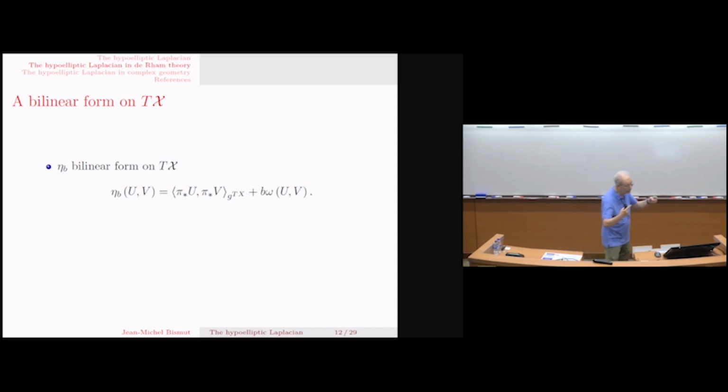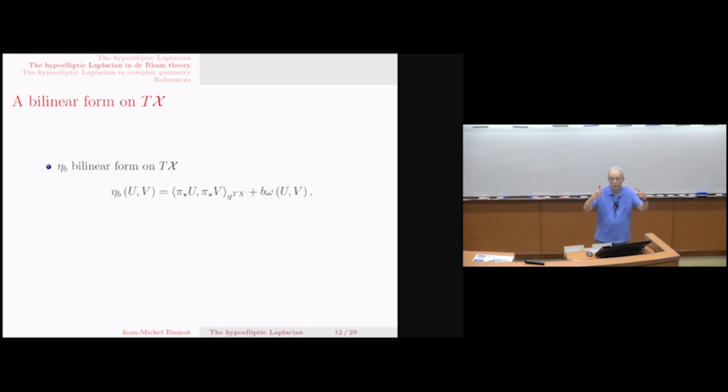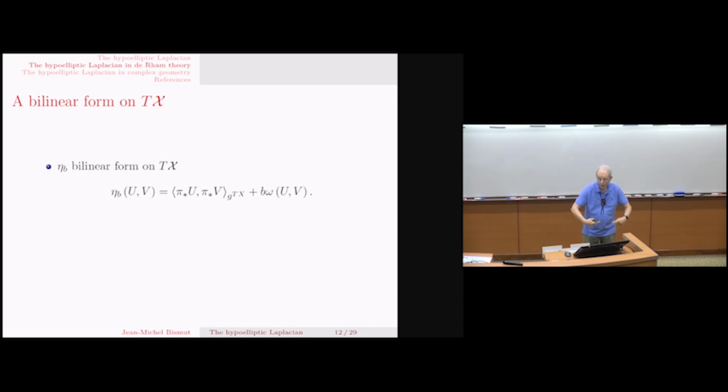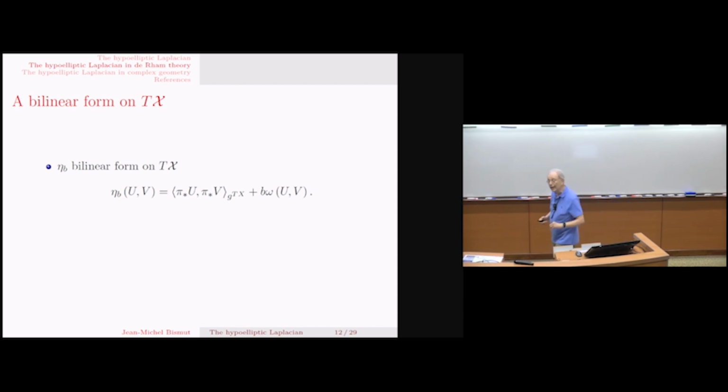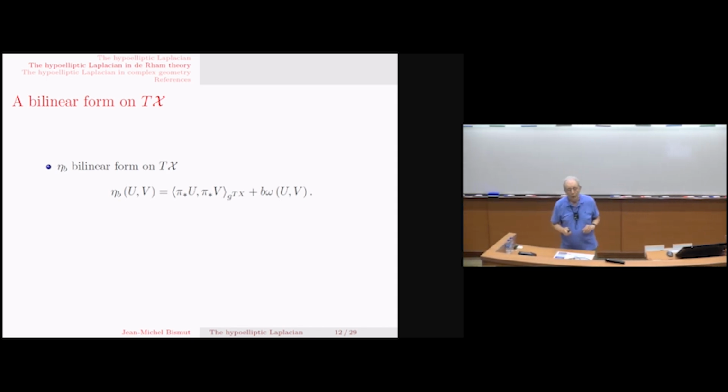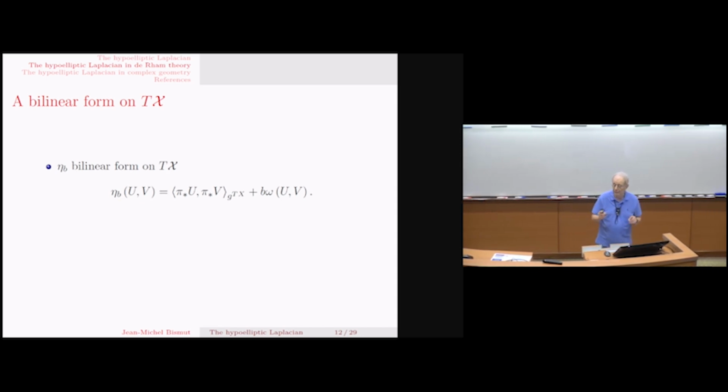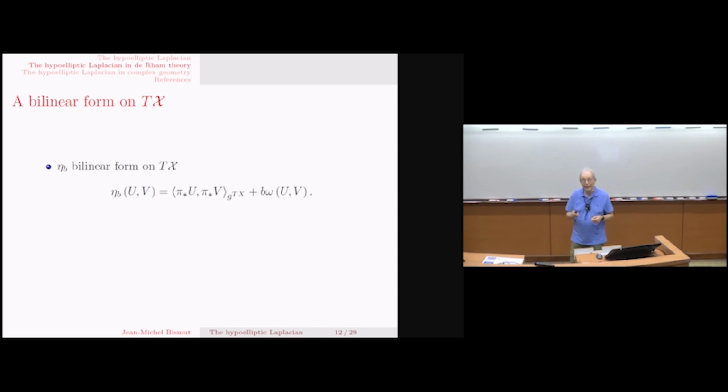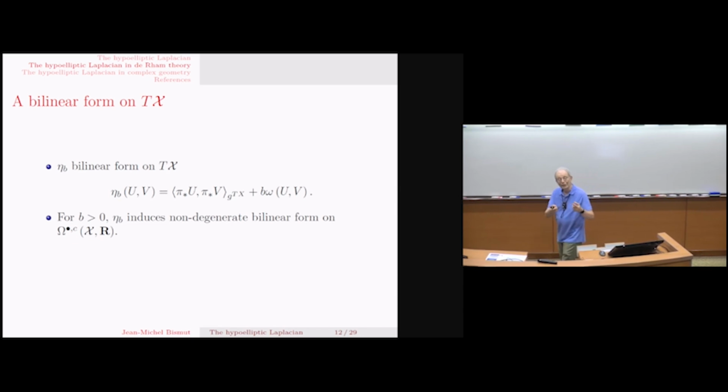So how do we do that? We take two vectors, u and v, which are tangent to the total space. We project them down on the base. We take the metric product with respect to the metric g^TX, and we add to it a multiple of the symplectic form. What you find is that this pairing is neither symmetric nor antisymmetric, but it is non-degenerate. That's extremely easy to see. It's non-degenerate for B positive.